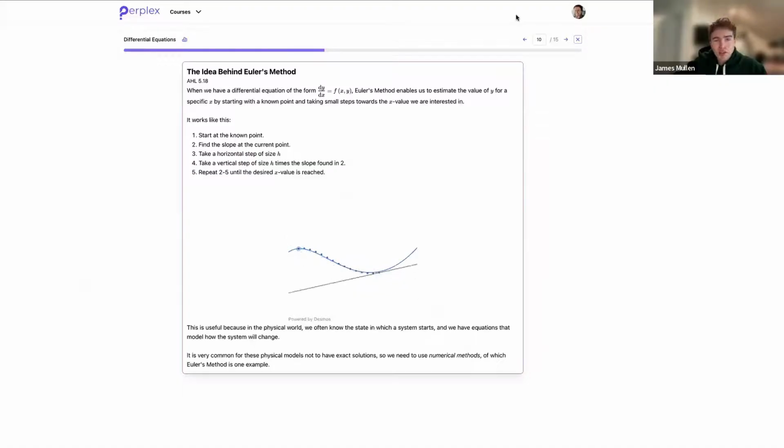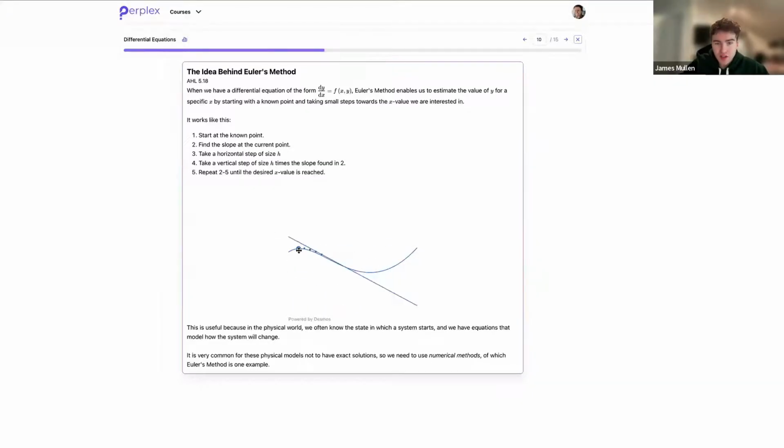So when I have a differential equation of the form dy/dx is equal to some function of x and y, it depends on both of them, Euler's method enables us to estimate the value of y for a specific x by starting at a specific point that we know and taking small steps towards the x value where we are interested in. And it works like this.